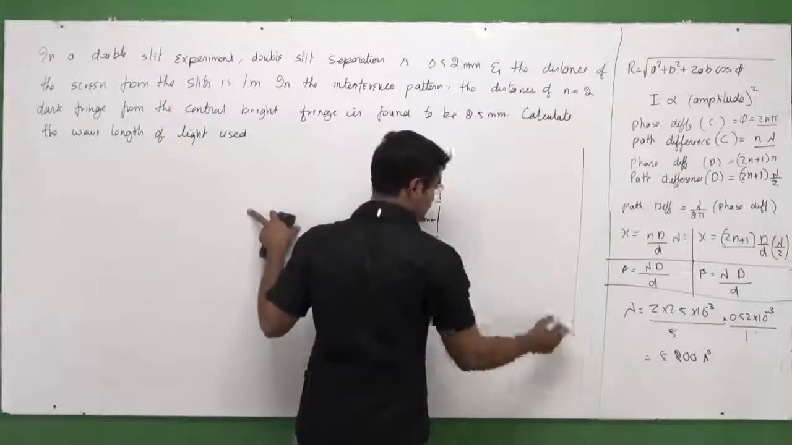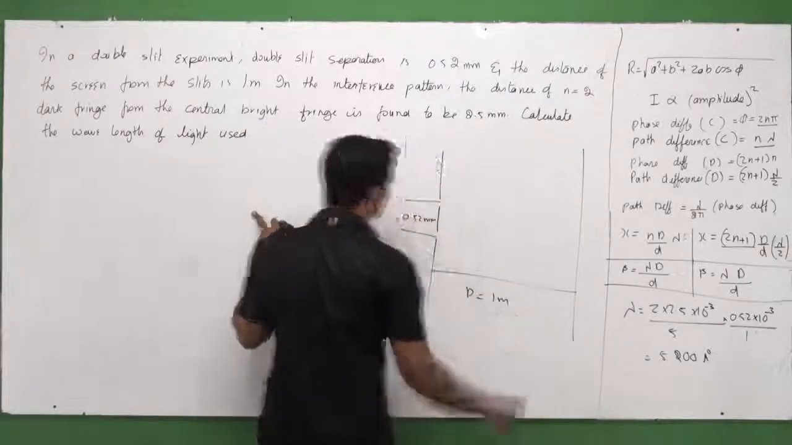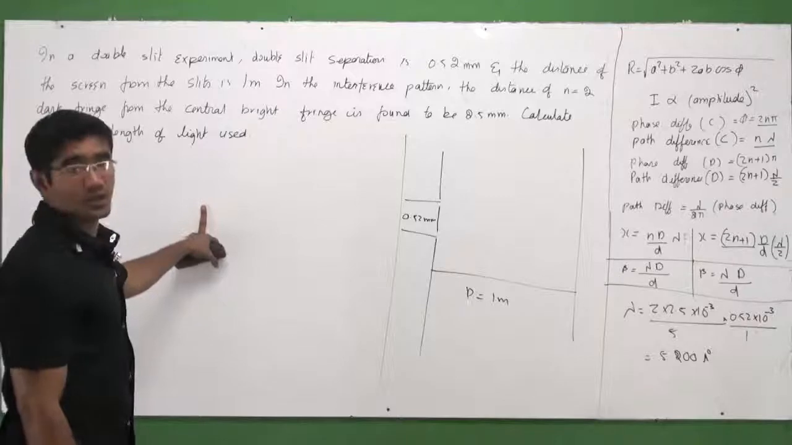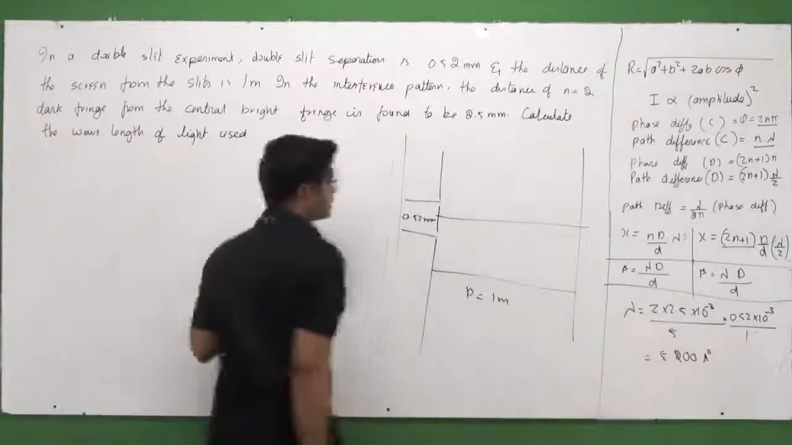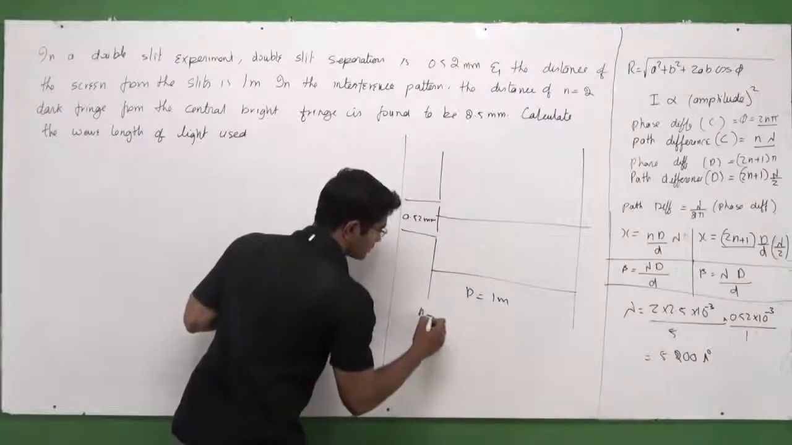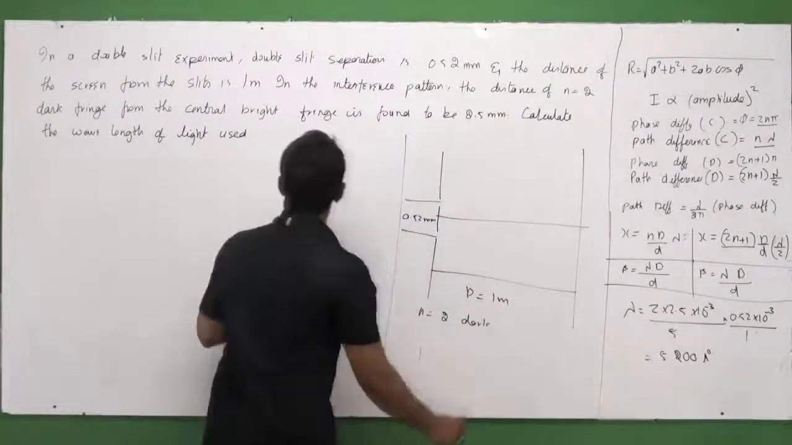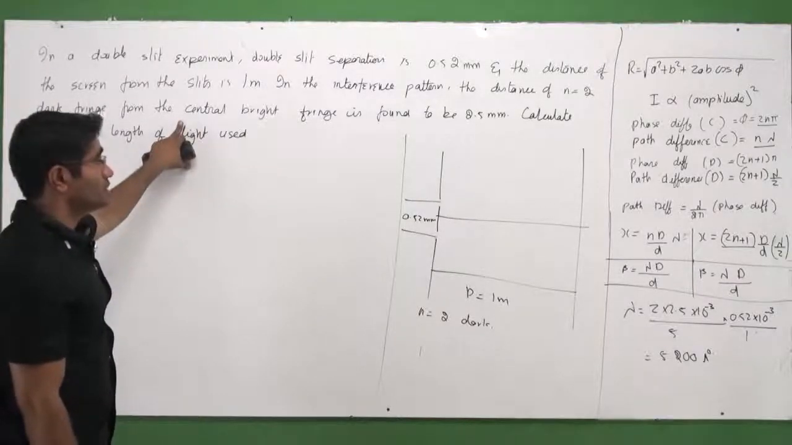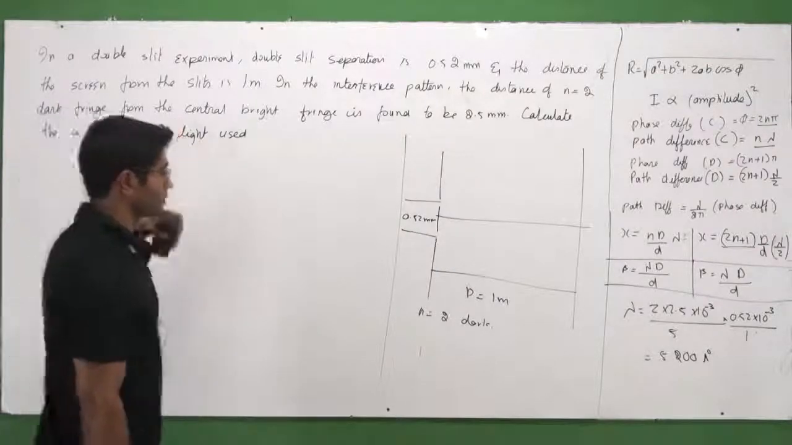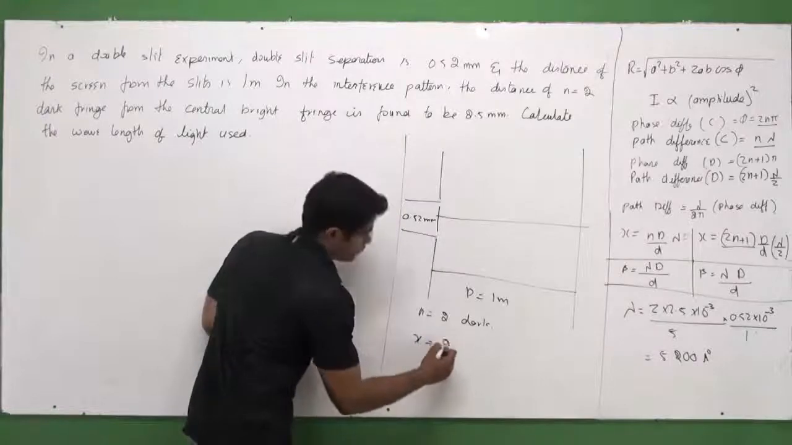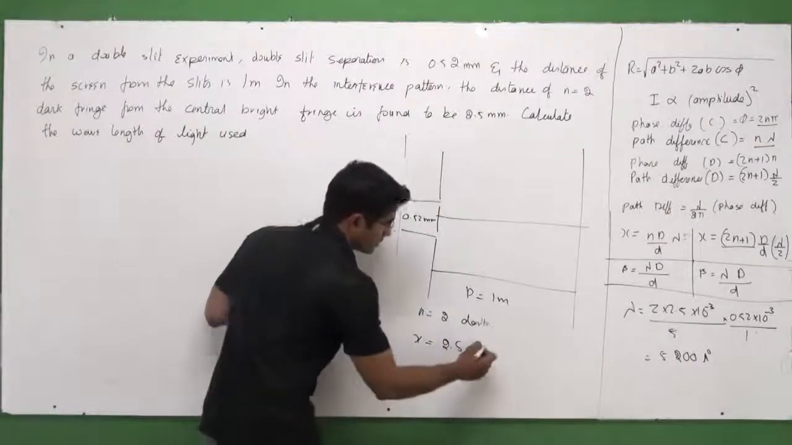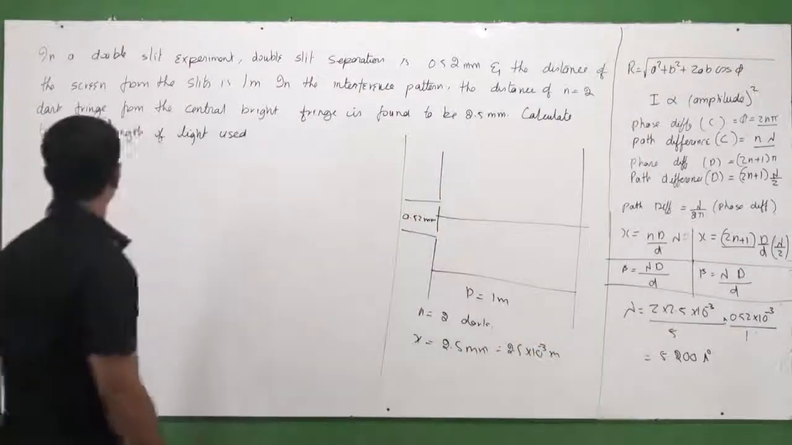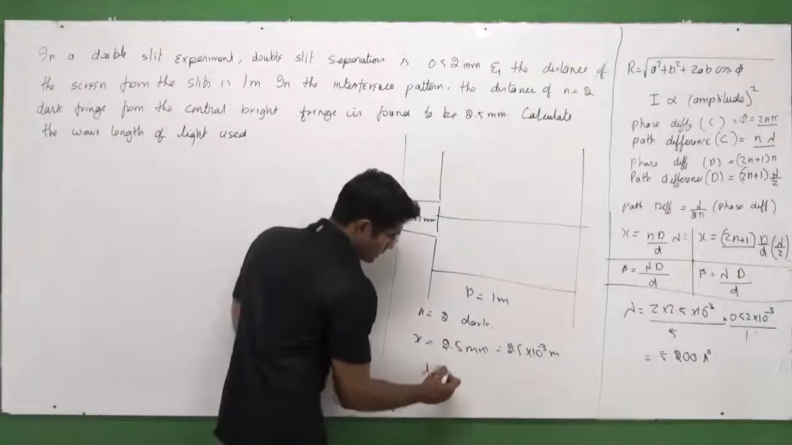So let me place the screen here, and this D is 1 meter. In the interference pattern, the distance of the n is equal to 2 dark fringe, which should be the third fringe, in fact. The given data is for the n is equal to 2 dark fringe from the central bright fringe, found to be 2.5 mm. I can also write this as 2.5 into 10 to the power minus 3 meters. Calculate the wavelength of the light used. So I am supposed to find out lambda.